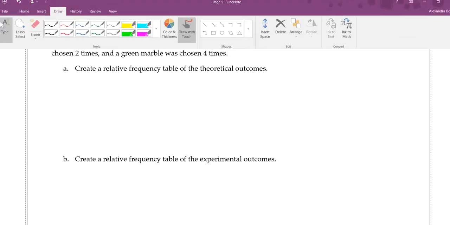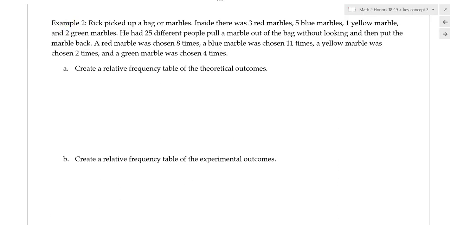Okay, so now we're looking at a bag of marbles. Rick picked up a bag of marbles. Inside there were 3 red marbles, 5 blue marbles, 1 yellow marble, and 2 green marbles. Then he had 25 different people pull a marble out of the bag without looking and put the marble back. The red marble was chosen 8 times, a blue marble was chosen 11 times, a yellow marble was chosen 2 times, and a green marble was chosen 4 times.